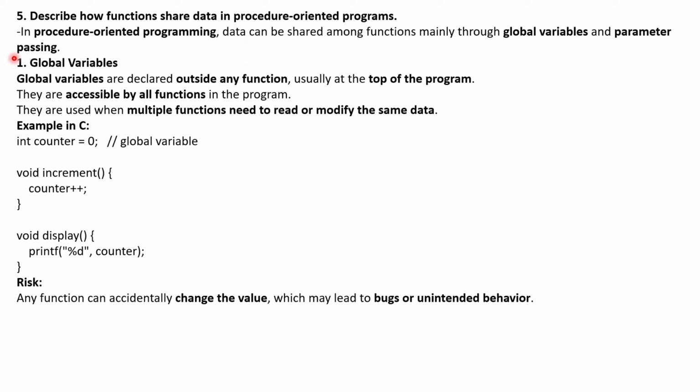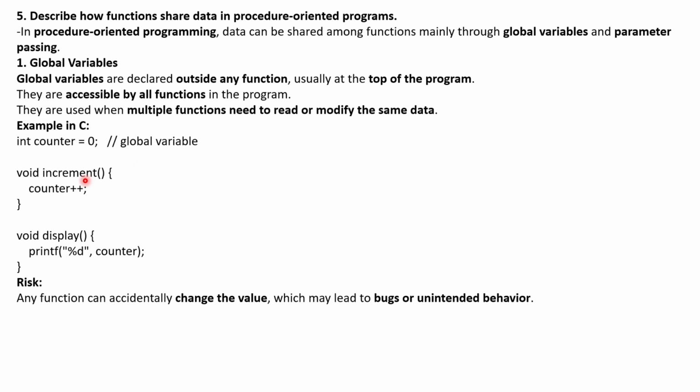The first one I'm going to discuss is global variables. Global variables are declared outside any functions, usually at the top of the program. They are accessible by all functions in the program, and they are used when multiple functions need to read or modify the same data. An example in C: int counter = 0.